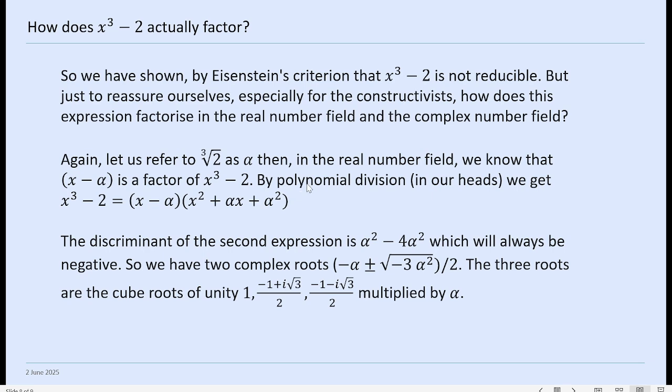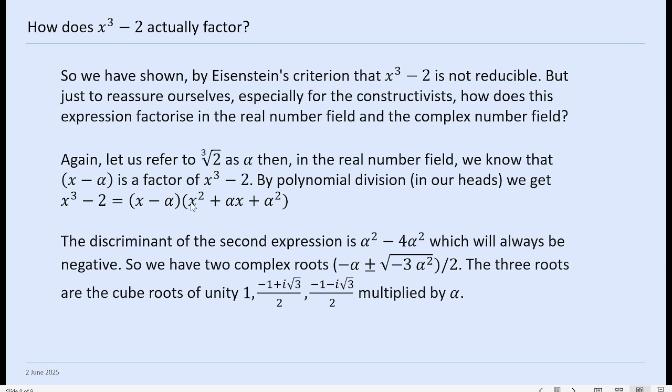Okay, and then how does x cubed minus 2 actually factor? So Eisenstein's criterion has shown us that x cubed minus 2 is not reducible in the rationals. But let's just look at how it actually factorizes in the real number field and the complex number field. Again, with alpha as the cube root of 2, we know x minus alpha is a factor of x cubed minus 2. And then we can do a polynomial division in our heads because this is the Olympiad. And we get x cubed minus 2 is x minus alpha times x squared plus alpha x plus alpha squared. Let's just multiply that out to satisfy ourselves it works.